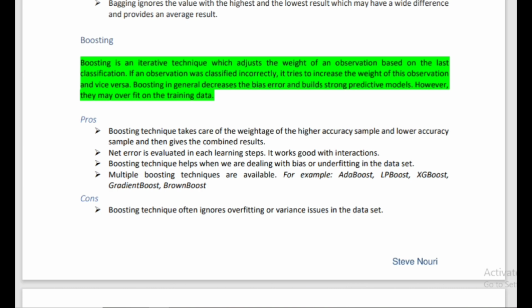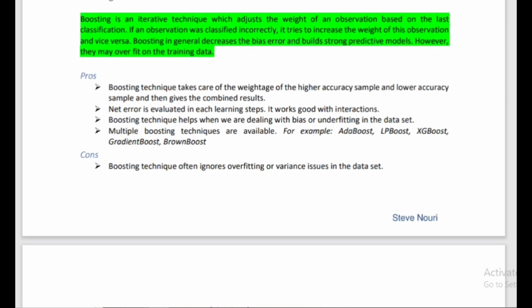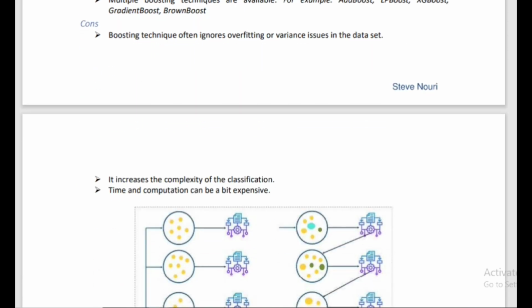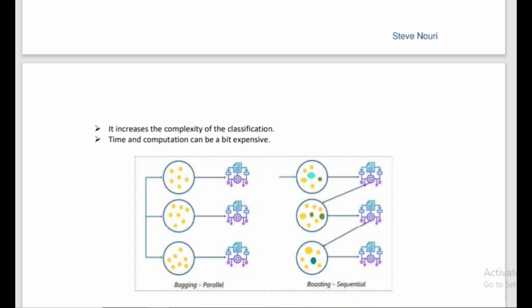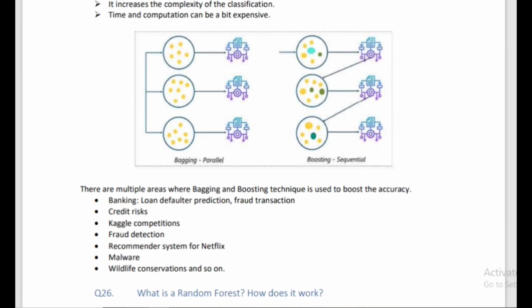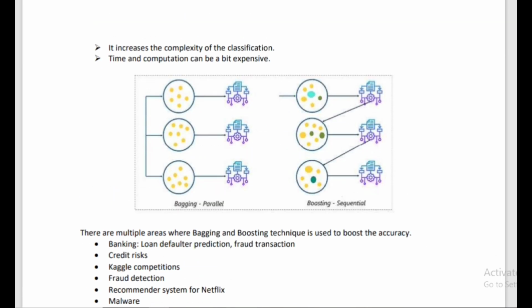Pros of boosting. The boosting technique takes care of the weightage of higher accuracy samples and lower accuracy samples and then gives the combined result. Net error is evaluated in each learning step. It works well with interactions. Boosting techniques help when we are dealing with bias or underfitting in the dataset. Multiple boosting techniques are available, for example, AdaBoost, LPBoost, XGBoost, Gradient Boost, BrownBoost.